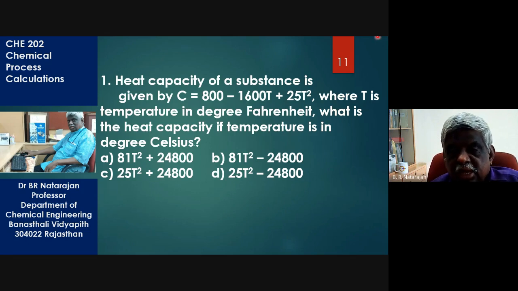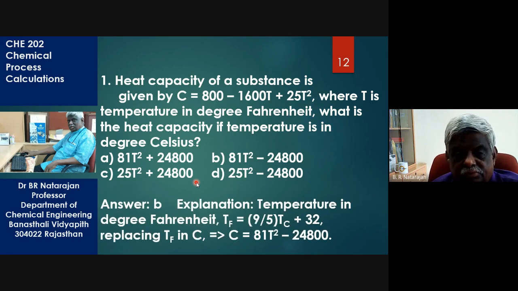So this expression says T is in Fahrenheit, and you have to see how the equation changes when it becomes Celsius instead of Fahrenheit. So we know the conversion from Fahrenheit to Celsius. So let's substitute it and see. Fahrenheit is 9 by 5, you know 9 by 5 is 1.8 into Tc plus 32. So this is a relation between Fahrenheit and centigrade.